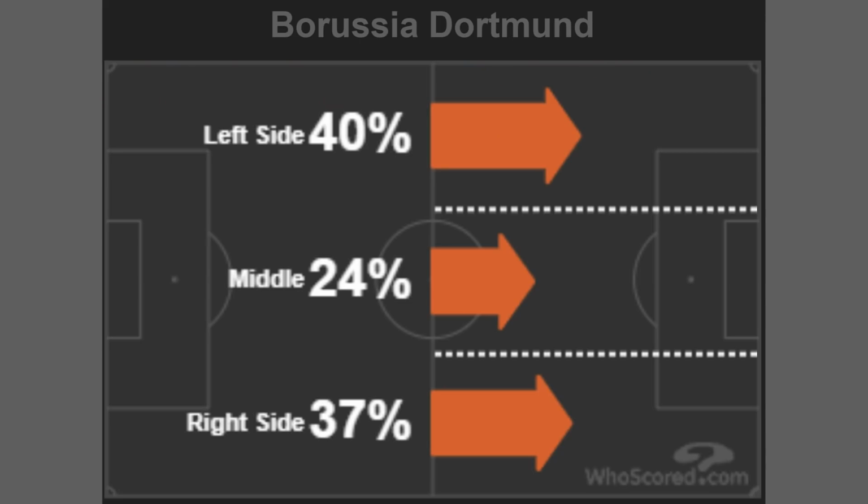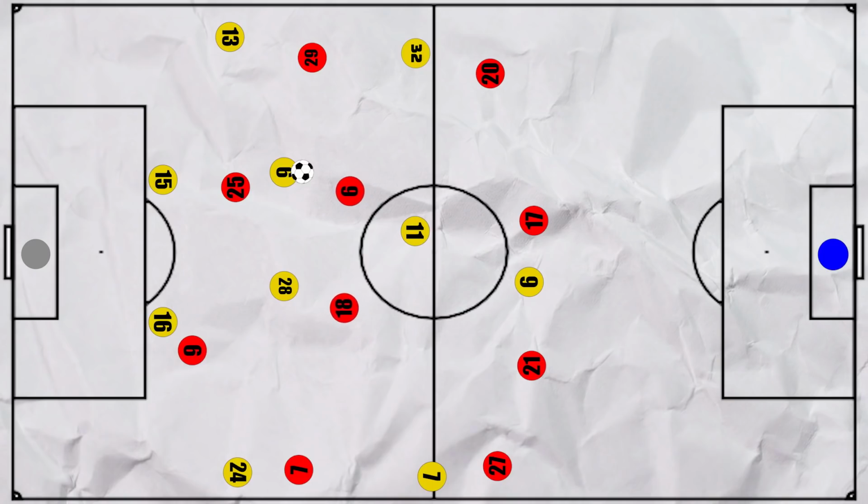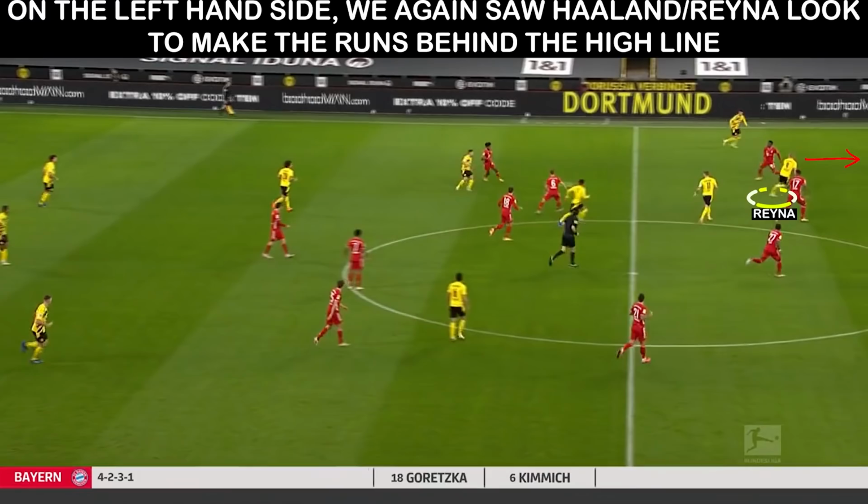And the pattern was similar on the left-hand side, where they preferred to build up. Because Bayern were fairly effective in the press, Dortmund didn't try to force intricate play through the centre of the pitch, and they looked for the constant runs in behind the high line instead.